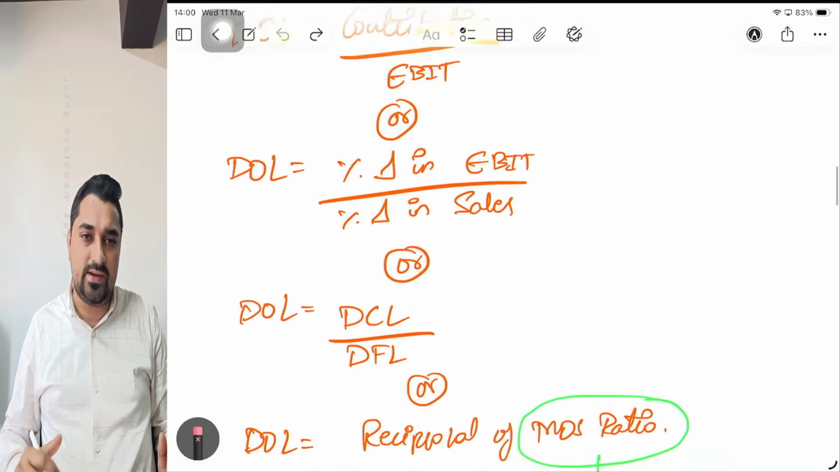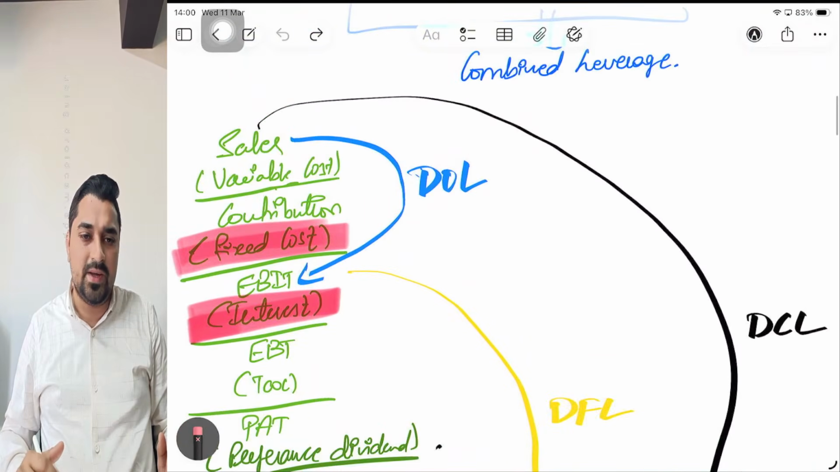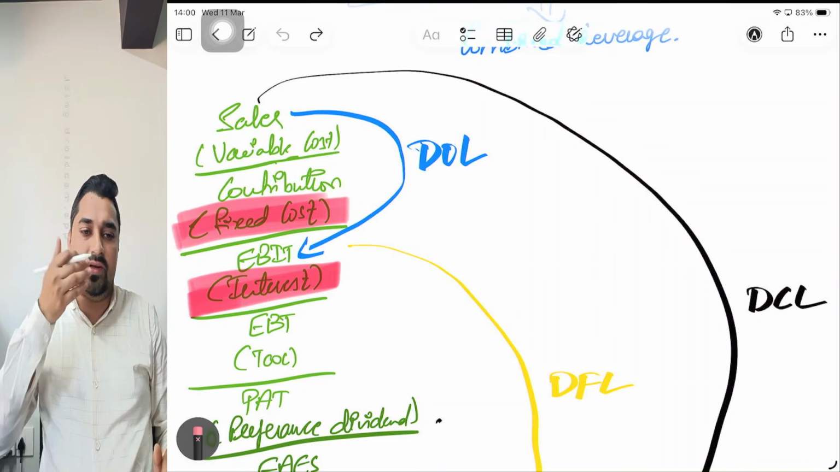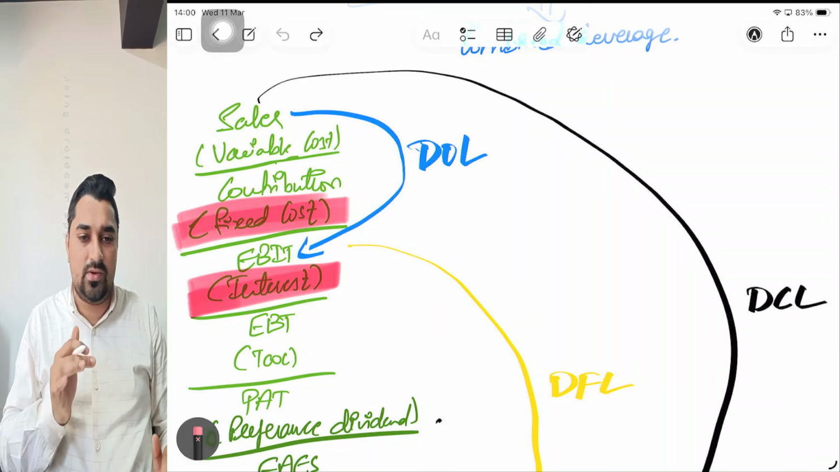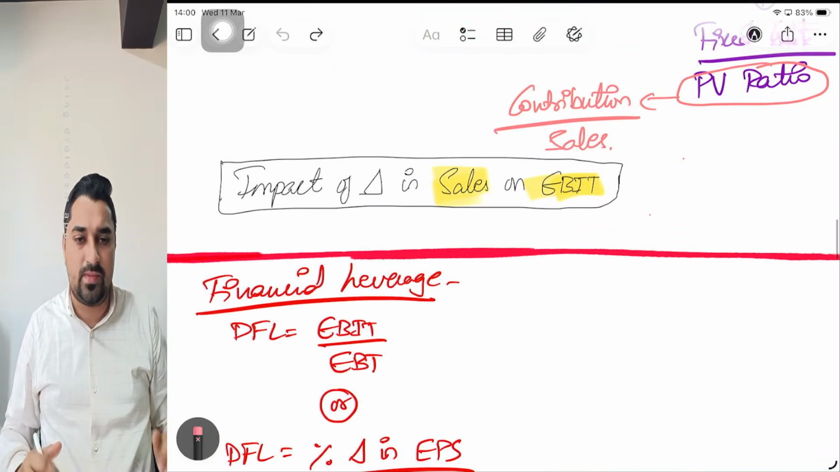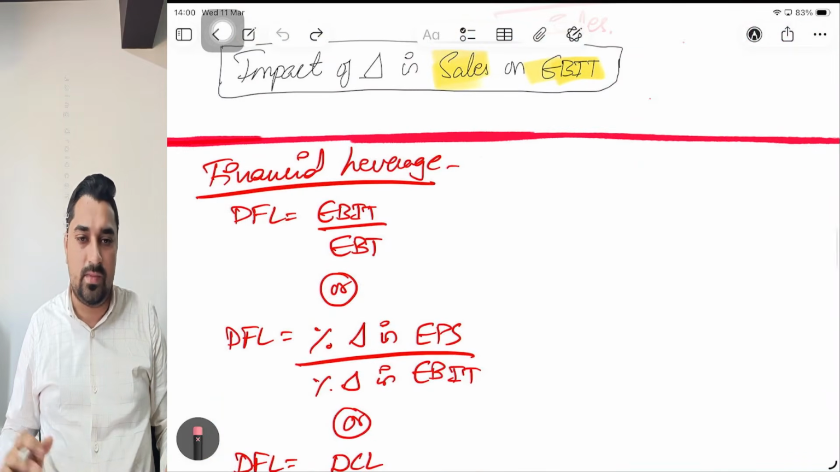Again, from where it is derived? If you come back to the profitability statement, whatever is your fixed financial component, interest is your fixed financial component, just hide that. Whatever is above that is EBIT, whatever is below that is EBT. So formula EBIT divided by EBT. Very simple to derive the formula if you know the profitability statement. No need to mug up any formulas.